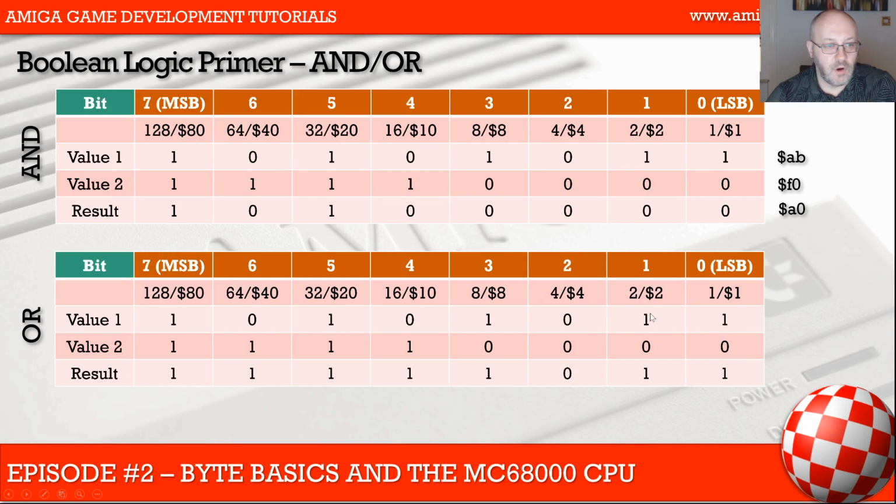We've got the same for bit number 1. Now bit number 2 is different. So we've got 0 in value 1, 0 in value 2. So the result is 0. And if we go up the bits, bit 3, yep, 1 in value 1. So as you can see there, it doesn't matter which value has the bit set, the result will be a 1.